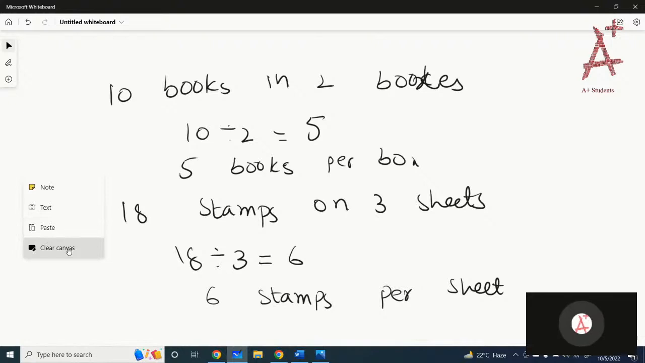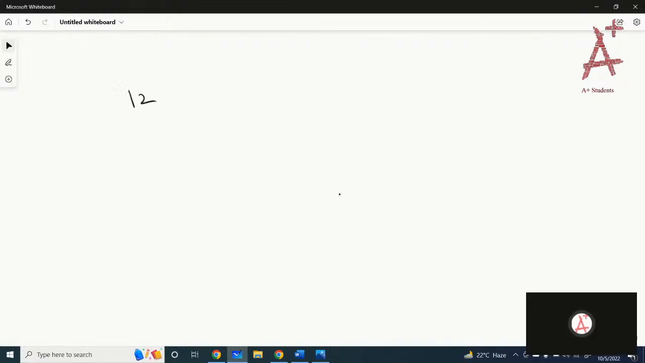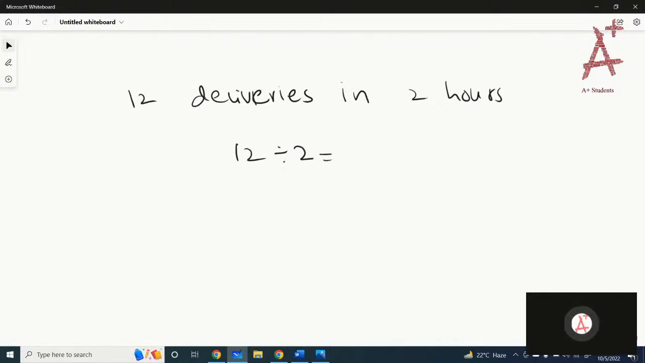Okay, the next one is 12 deliveries per hour. That's the one we did in the tutorial. 12 deliveries in 2 hours. So you need to find the deliveries that would be in 1 hour. So just divide 12 by 2. 2 times what number is 12? 2 times 6 is 12. That means you have 6 deliveries per hour, or 6 deliveries in 1 hour. Got it?